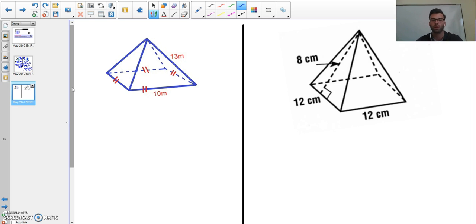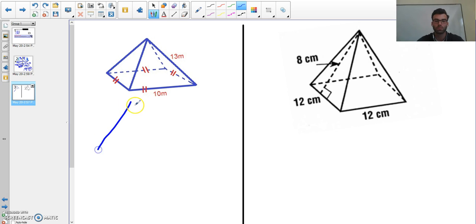All right. First of all, our base here, you'll see, of this pyramid is a square. Four congruent sides tells us that this is a square. The next thing you'll see is that this 13 is one of the lateral edges here. It's one of your lateral edges, and the 10 is the base.